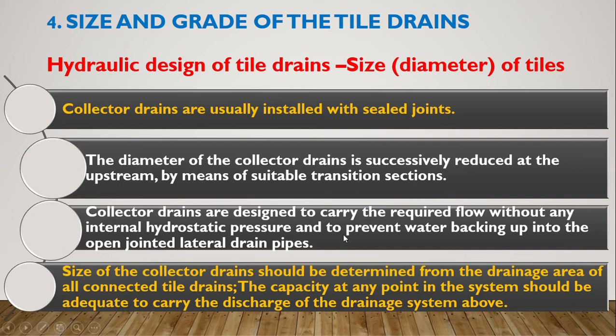And the collector drains are designed to carry the required flow without any internal hydrostatic pressure and to prevent water backing up into the open joint lateral drain pipes. So this is a logical thing. Size of the collector drains should be determined from the drainage area of all the connected tile drains. The main pipe size will be determined from the total drainage area, how much amount of water is there and how much amount of water should be carried by this main. So like that we will calculate the size of the main drains. Collector drains means actually the main drains.